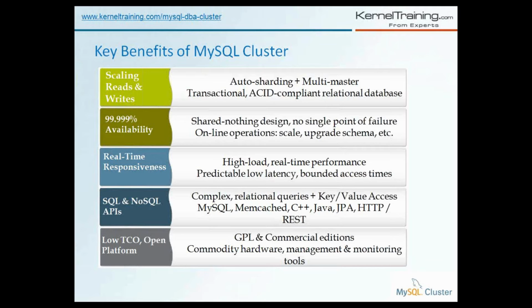99.999% availability, the five nines, happens because of the shared-nothing design. Even in other RDBMS clusters, they may have shared storage, using SAN or some RAID, so all the nodes of the cluster are actually accessing data from one location. And what if that location fails? That is the single point of failure.